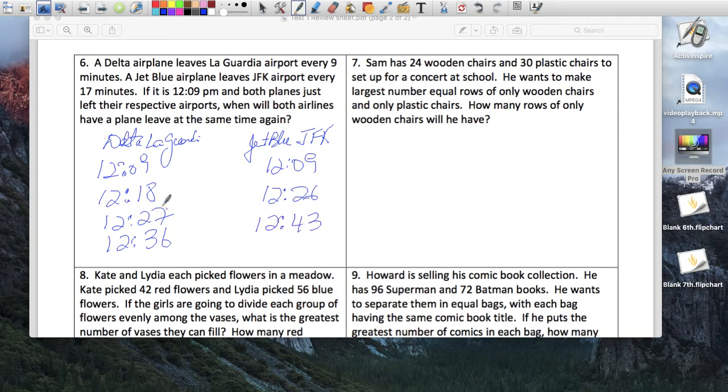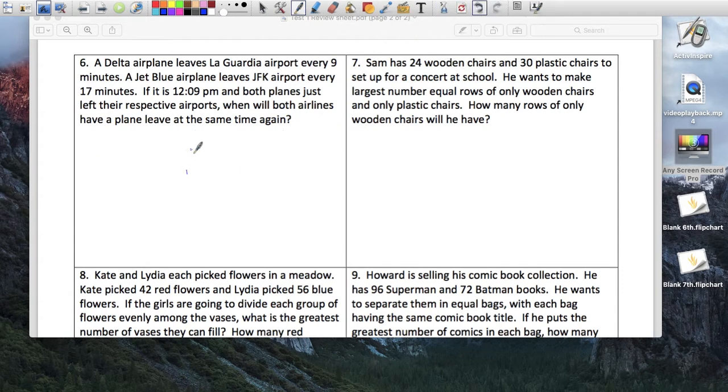You can go on and on and on, and eventually, at a certain point down the line, you will find a time that's equal on both airports, which means an airplane just left again together at the same time. And that could be tedious and long, or you can find the LCM. Again, this is an LCM problem. It's something that's repeating over and over, and you want to see when they meet down the line. So let's just do the LCM.